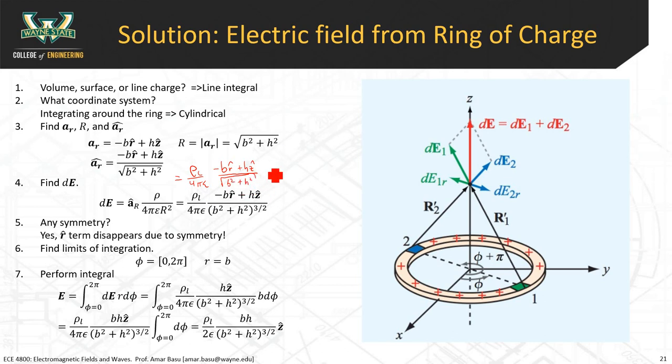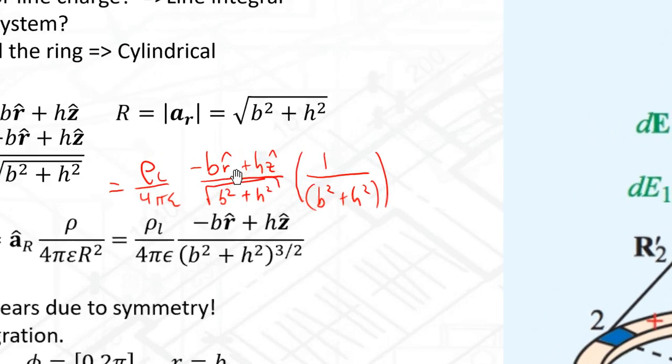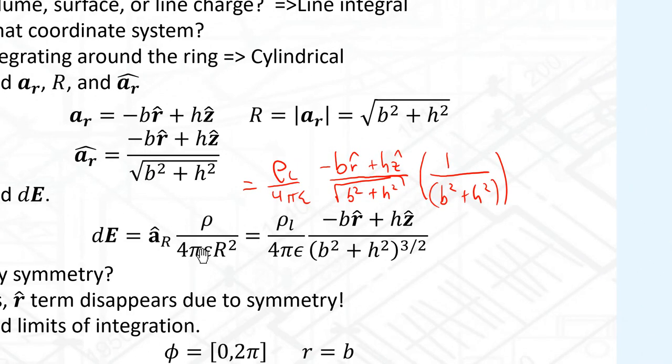And this is then multiplied by 1 over r squared. So this r is the square root of b squared plus h squared. You square that and you get b squared plus h squared. I'm just showing you the intermediate step here. You substitute A sub R, you substitute r, and you get this.